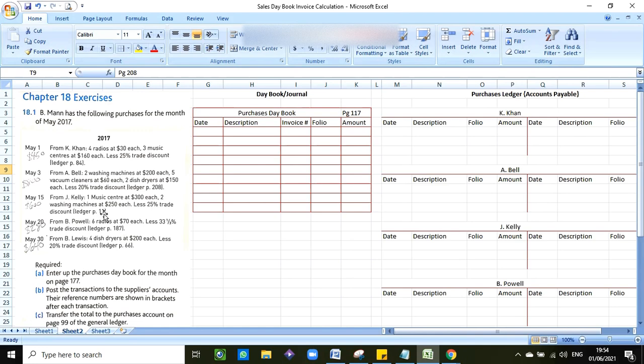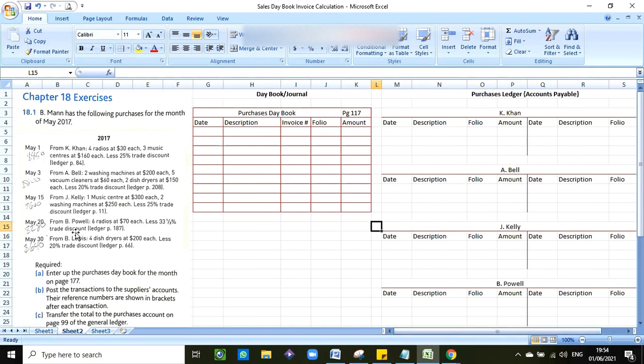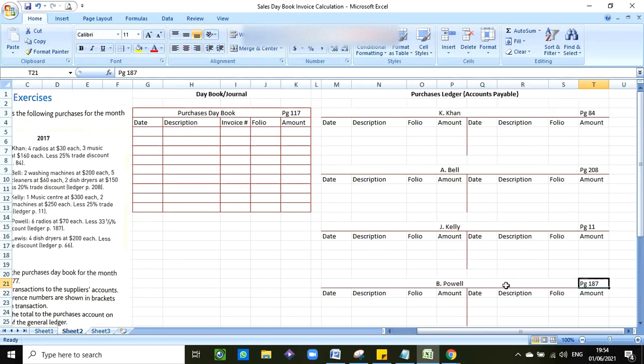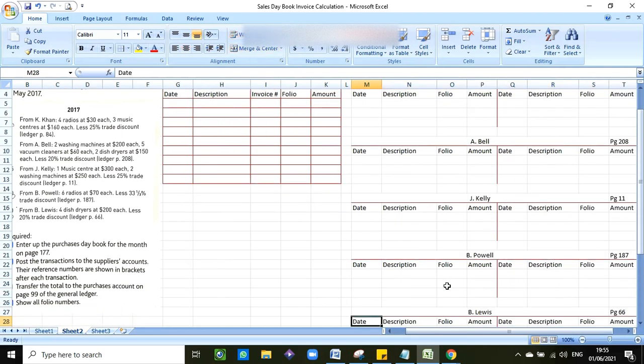May 15, something similar. J. Kelly, it's page 11, so you would see that I have page 11 there. And then B. Powell has page 187 right there, and B. Lewis has page 66. So B. Lewis, page 66, you can see that right there.